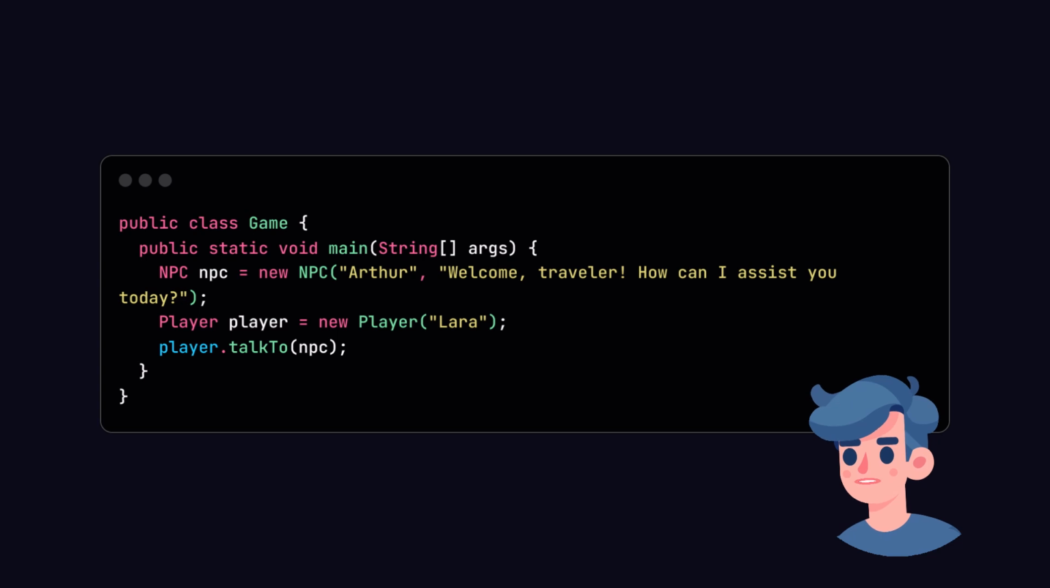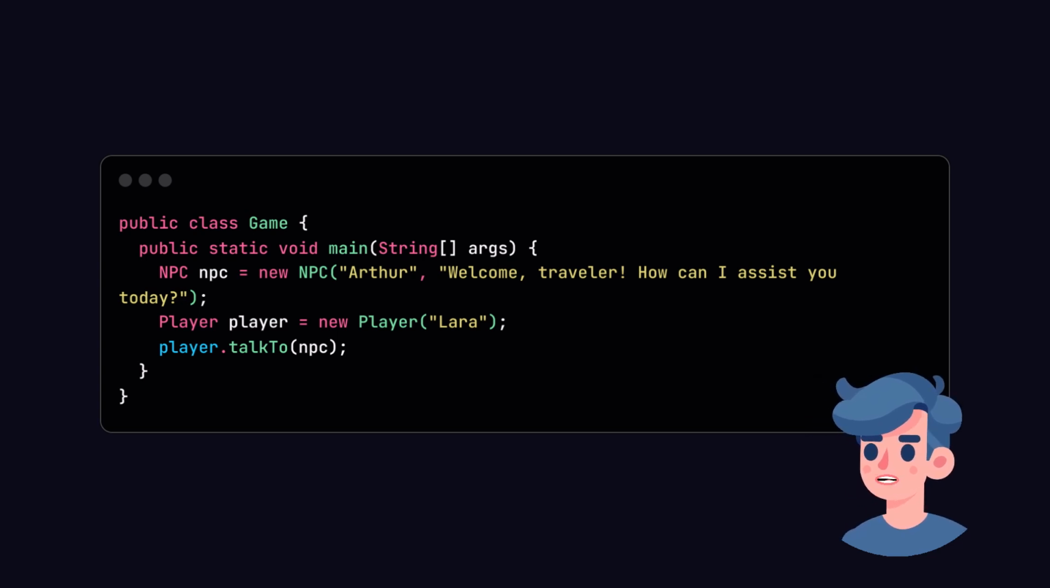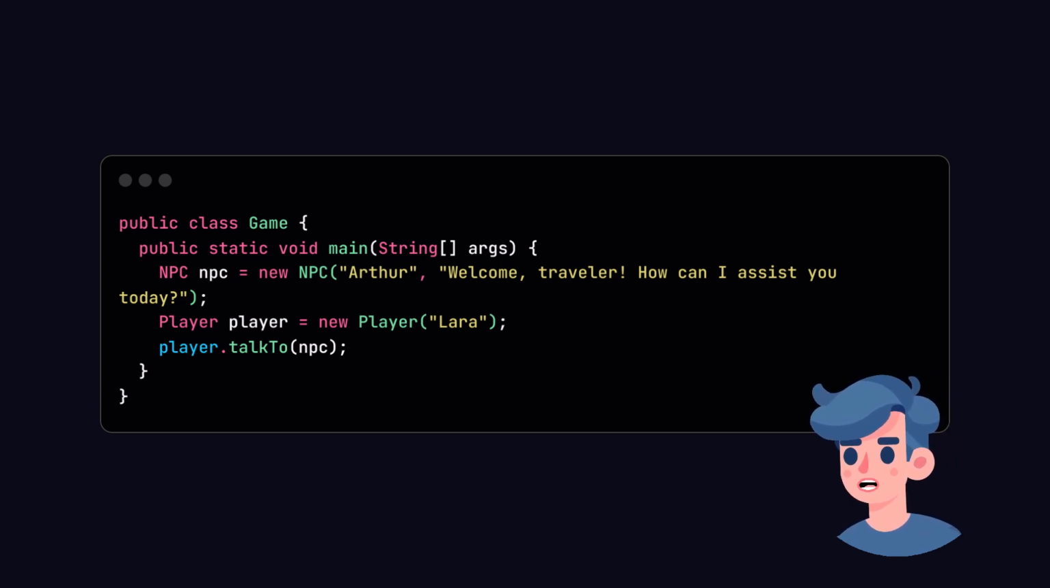Now we have both NPC and player classes set up and ready. In the next part, we'll simulate an interaction between a player and an NPC within our main program. Let's write the main method to bring everything together.